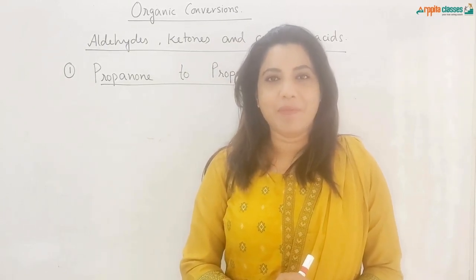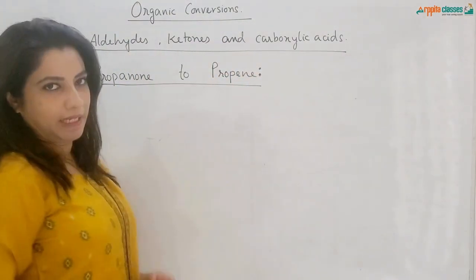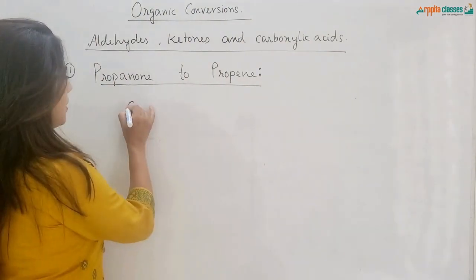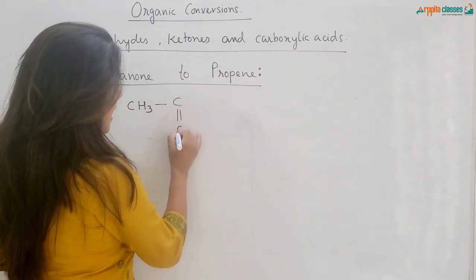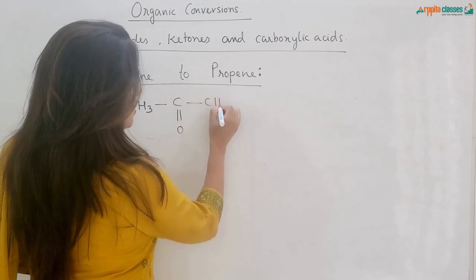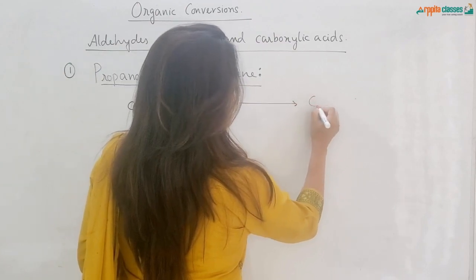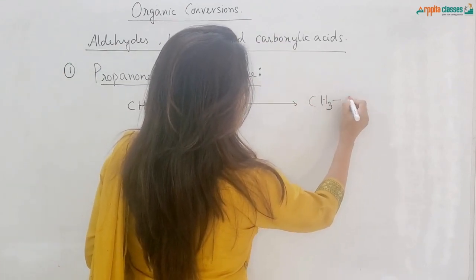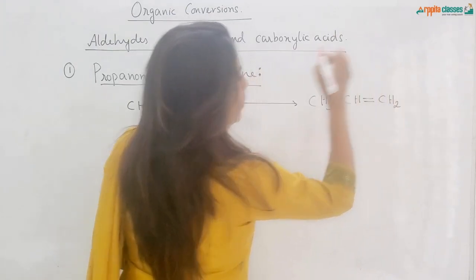Let's get started. The first conversion is from propanone to propene. So let us draw the structure of propanone. Propanone is commonly called acetone. So this is your propanone. From here we need to convert to propene, CH3, CH double bond CH2.